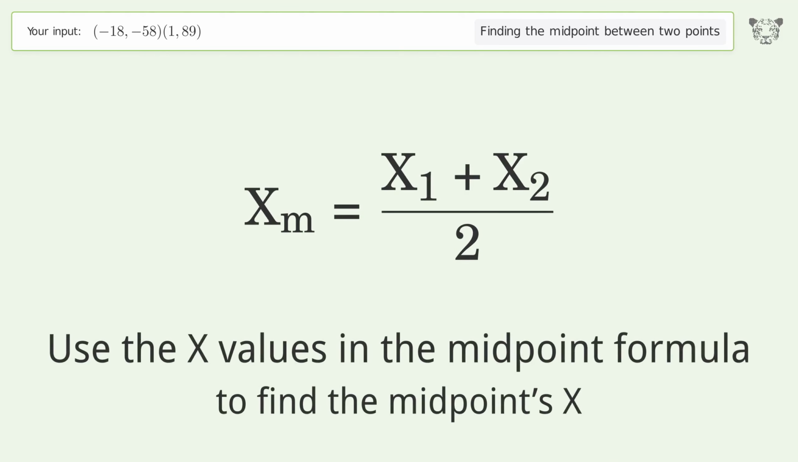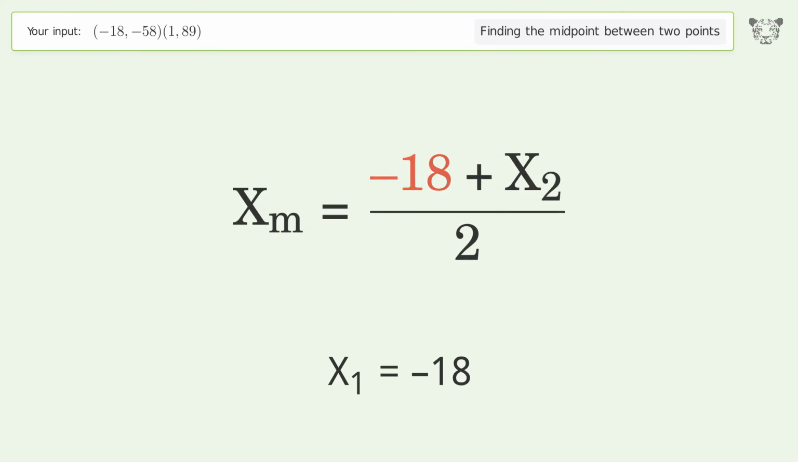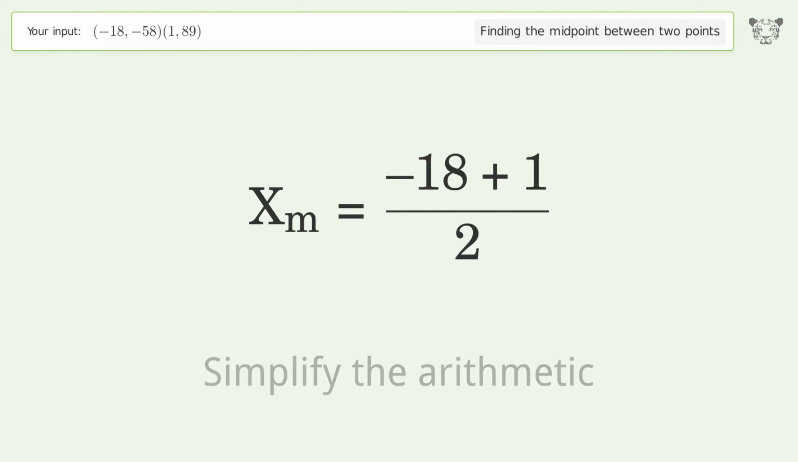Use the x values in the midpoint formula to find the midpoints x. x1 equals negative 18. x2 equals 1. Simplify the arithmetic.